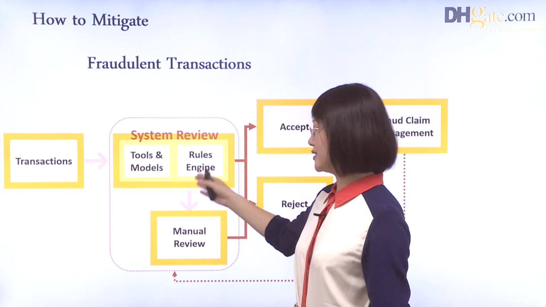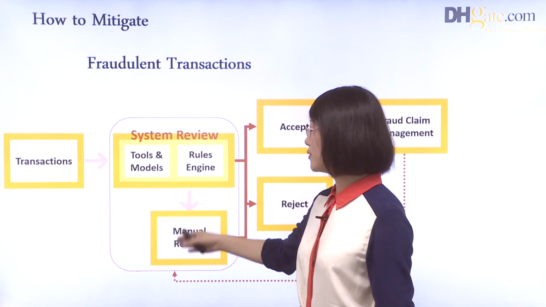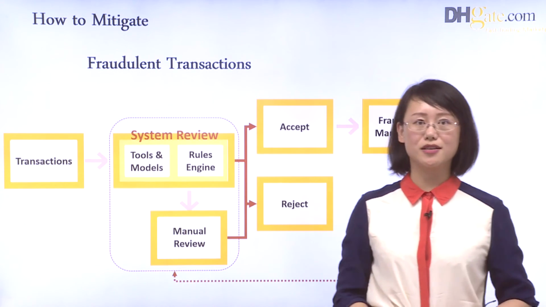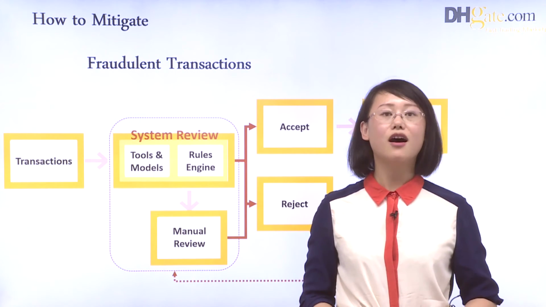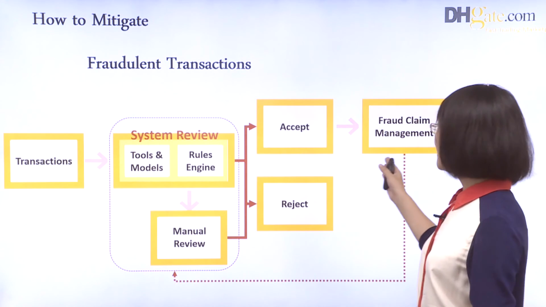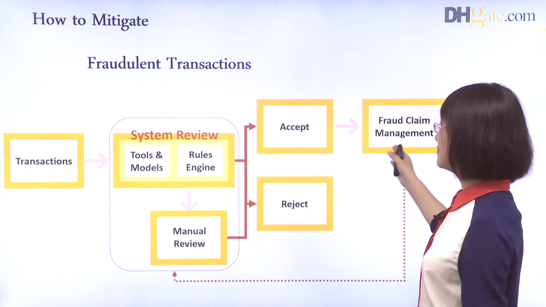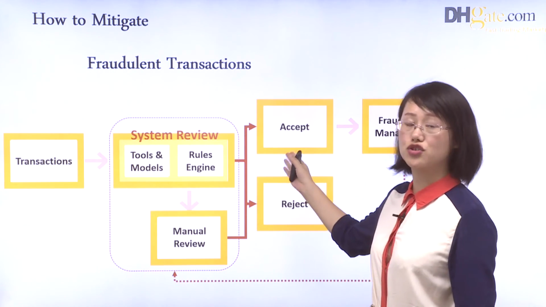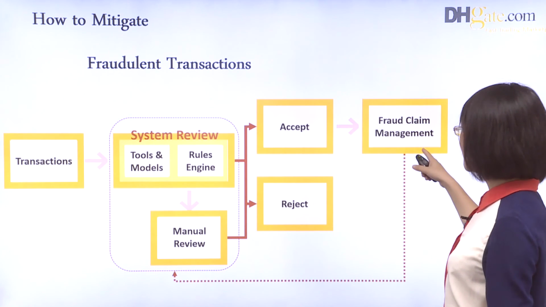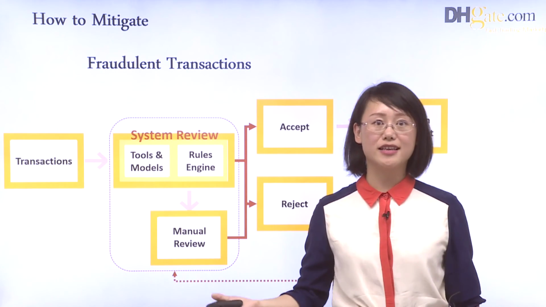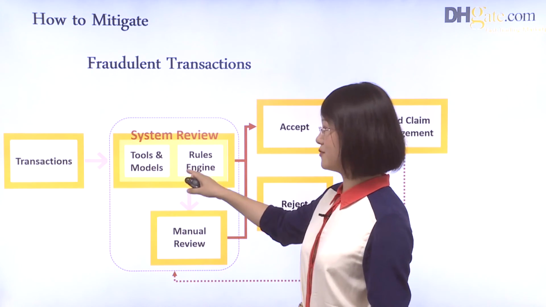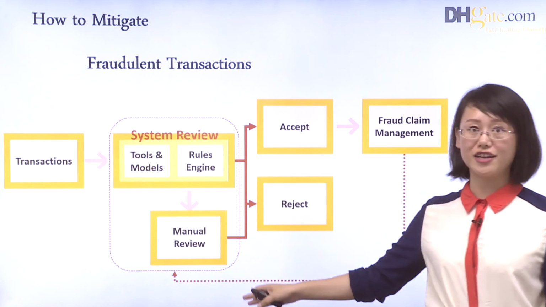Most of the risky transactions will go through the manual review. Finally, all the transactions will be either accepted or rejected. As you can see, there may still be some fraud claims after you accepted the transactions. Here we have the fraud claim management. After analyzing the fraudulent transactions, you can tune your system review and manual review accordingly.